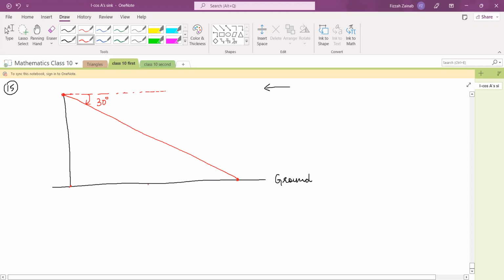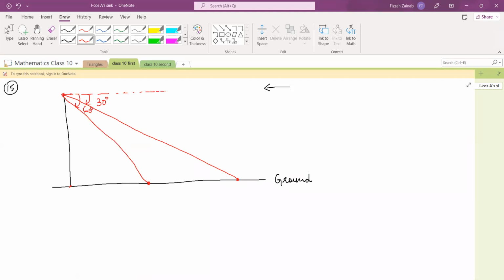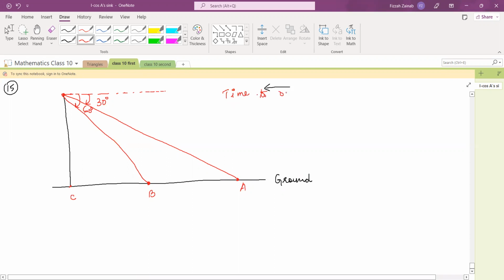So after 6 seconds, so time is given, not the distance, understood? The angle of depression now becomes how much? This angle has become 60 degree. Find the time taken by the car to reach the foot of the tower from this point. So if I call it like, let's say A, B, and C. So you have to find the time, not the distance. Time to cover BC. This is the time you require. Understood?